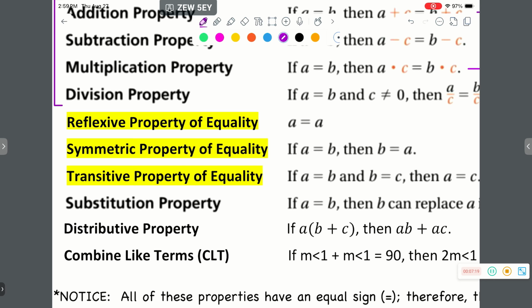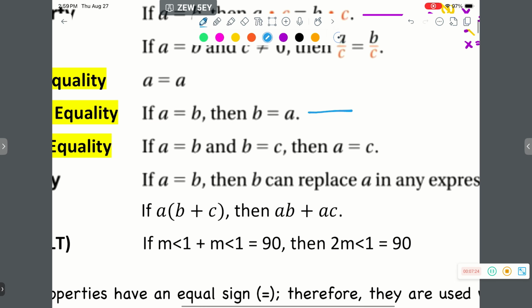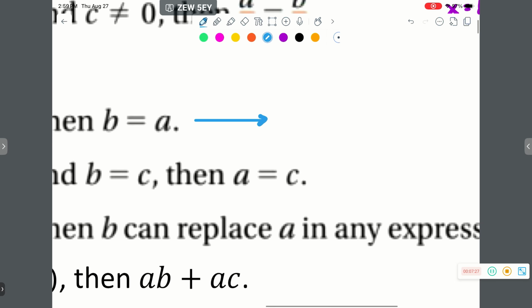Okay, symmetric property of equality. Let me show you when you would use this. There's lots of reasons, but this is going to be the most popular way. All right, so let's say I asked you to solve the equation 5 equals x plus 2. Well, what property am I going to use to solve this? The subtraction property, right? I would use the subtraction property to subtract 2 from both sides, right? And that's going to give me 3 equals x.